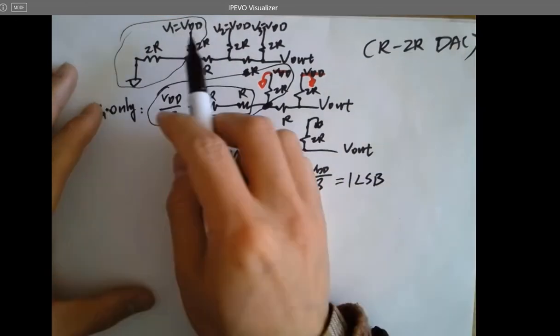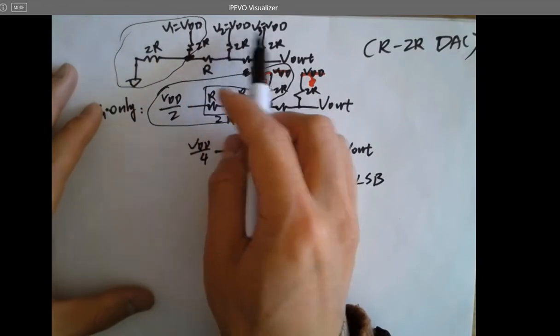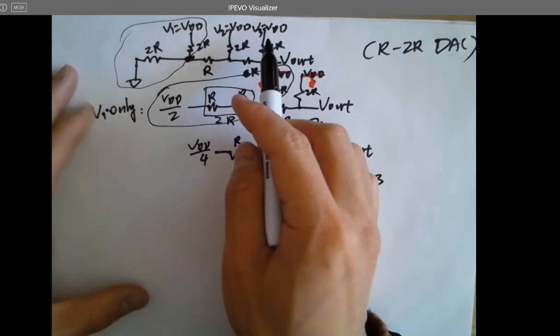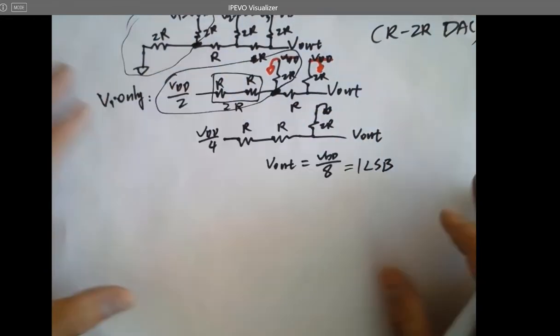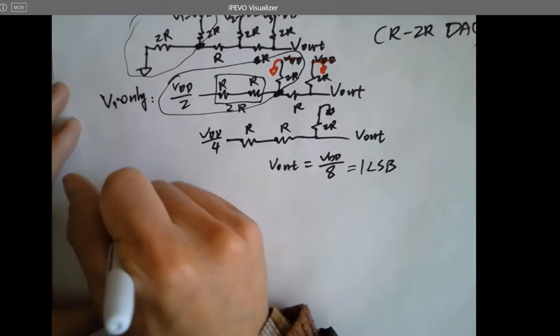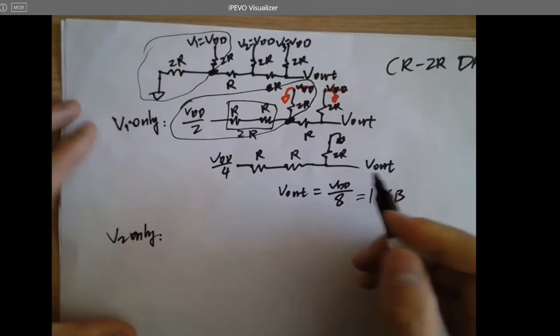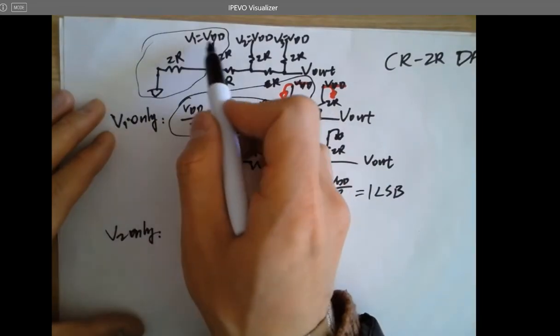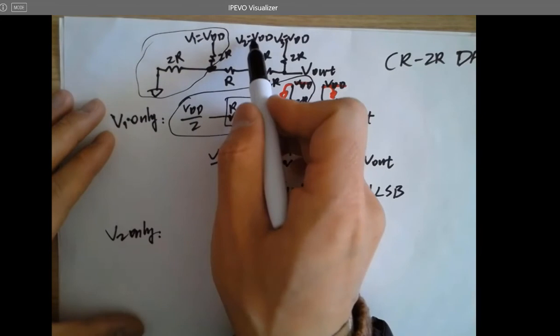Okay, so these digits are actually D0, D1, D2. Got it? So this is the MSB. So this one contributes to the VL the most. This is the least. So V1 only, you got this. What about V2 only? Instead, you short this guy. So only V2 is contributing.